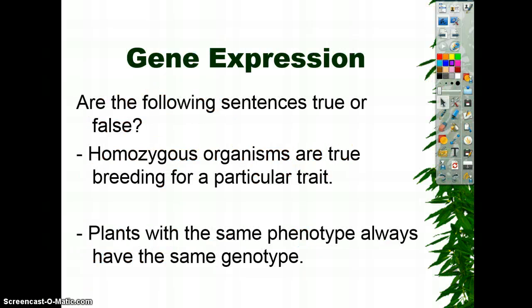Gene expression. Are the following sentences true or false? Homozygous organisms are true breeding for a particular trait. Plants with the same phenotype always have the same genotype. And that's where we'll start our next video. You come up with an answer.